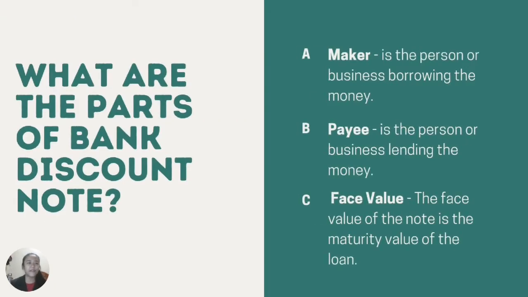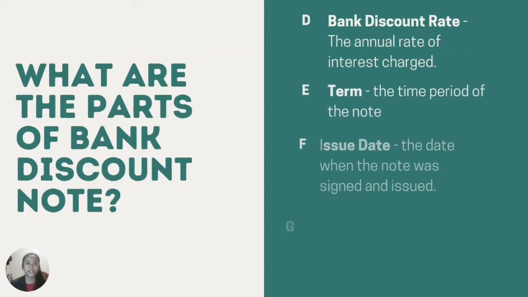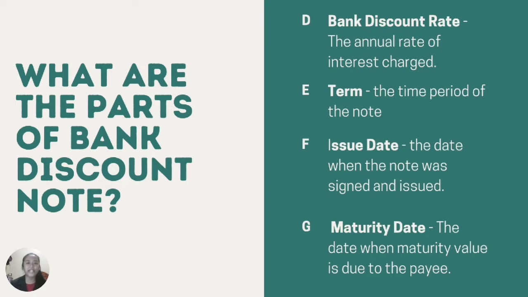So what are the parts of a bank discount note? We have here A. Maker. It is the person or business borrowing the money. B. Payee. It is the person or business lending the money. C. Face value. The face value of the note is the maturity value of the loan. D. Bank discount rate. The annual rate of interest charge. E. Term. The time period of the note. F. Issue date. The date when the note was signed and issued. And G. The maturity date. It is the date when the maturity value is due to the payee.